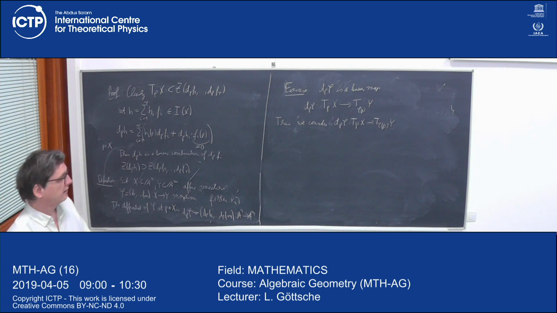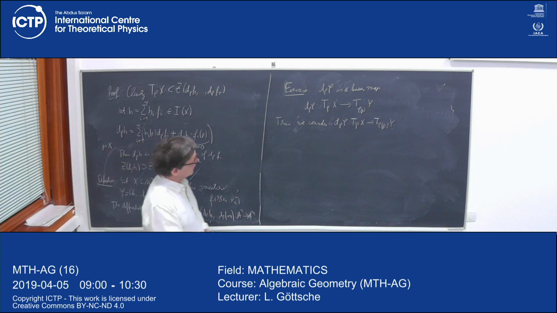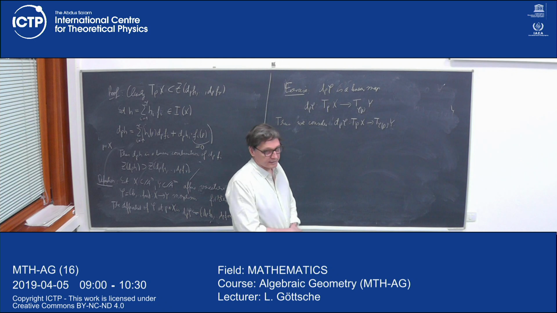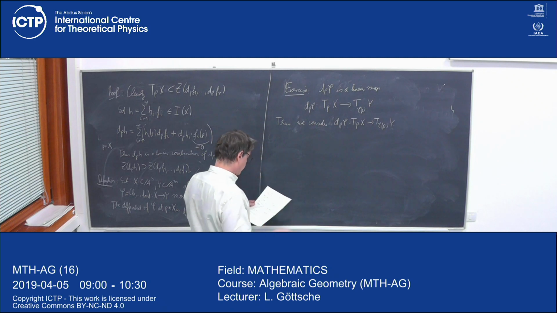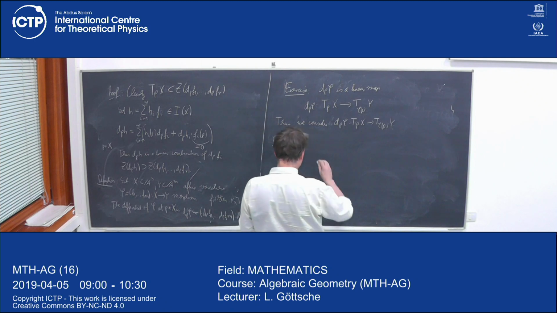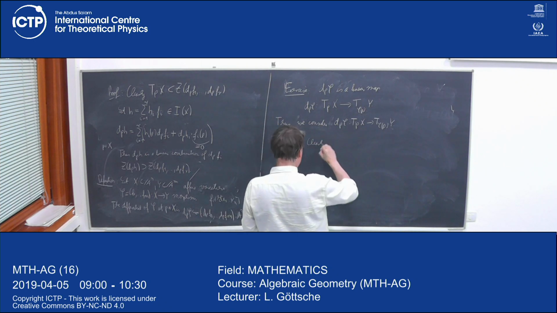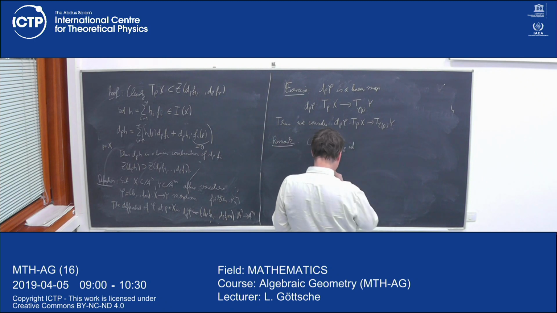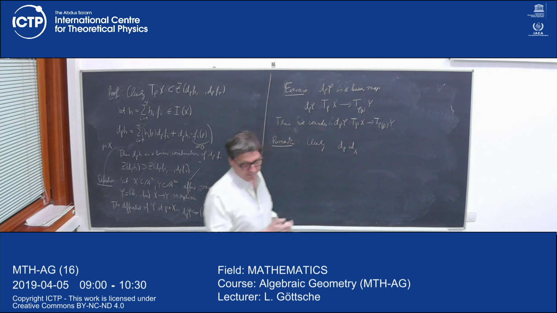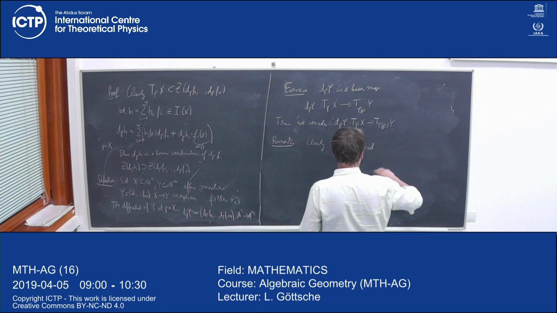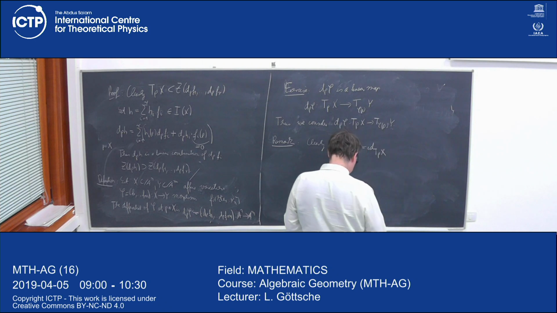So in particular, if you have an isomorphism between varieties, then it maps the singular points to the singular points and the non-singular points to the non-singular points. So remark, clearly, if I take the differential at the point P of the identity of X, so the map from X to itself, this obviously is just the identity map on the tangent space of X.